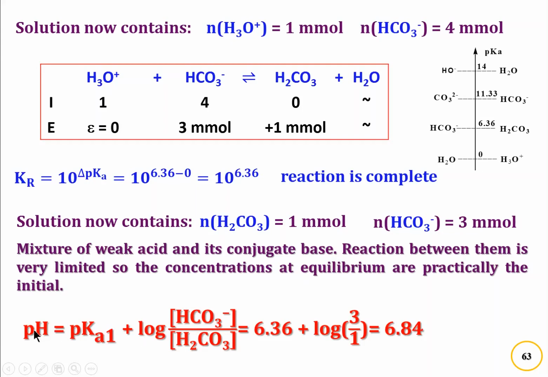So we apply the Henderson formula: pH equals pKa of the couple H2CO3/HCO3 minus plus log of base at equilibrium divided by acid at equilibrium. We suppose that these concentrations are equal to the initial ones since the exchange between H2CO3 and HCO3 minus is very weak. So it equals 6.36 plus log of (number of moles divided by V) over (number of moles divided by V); we cancel V, plus log 3 divided by 1, equals 6.84.